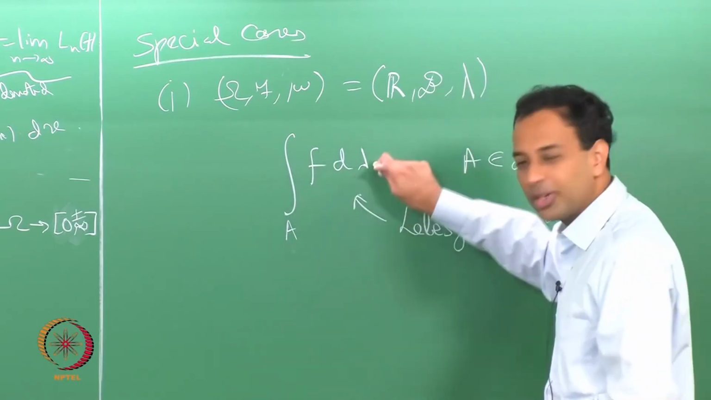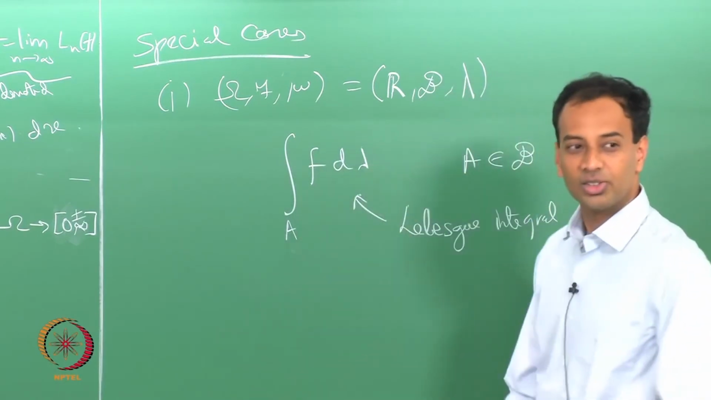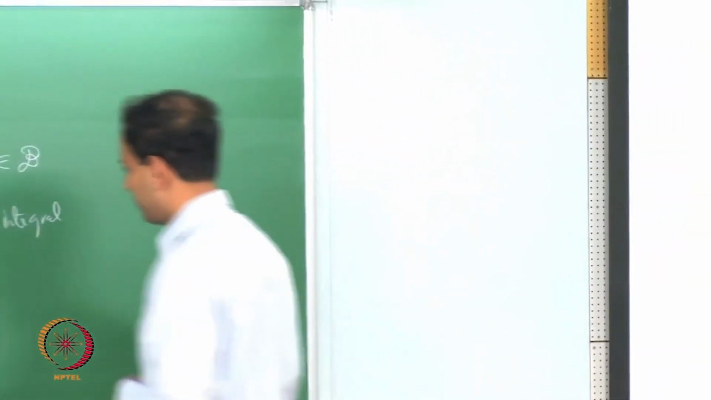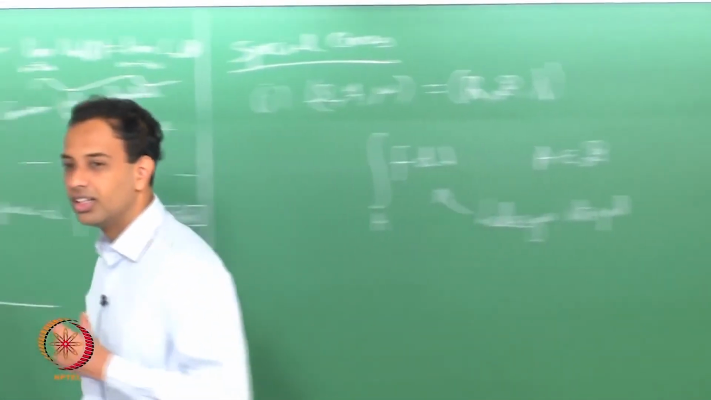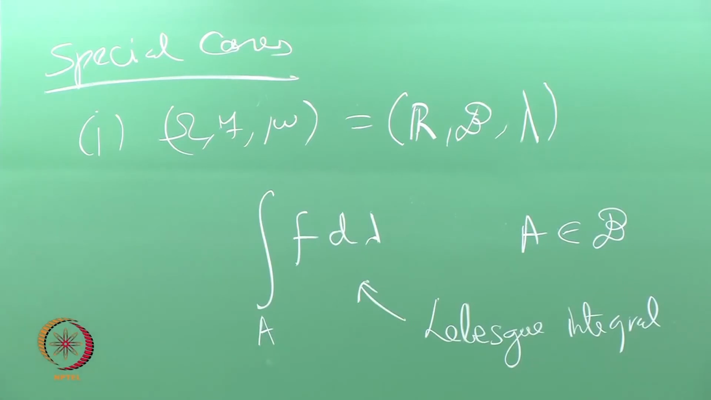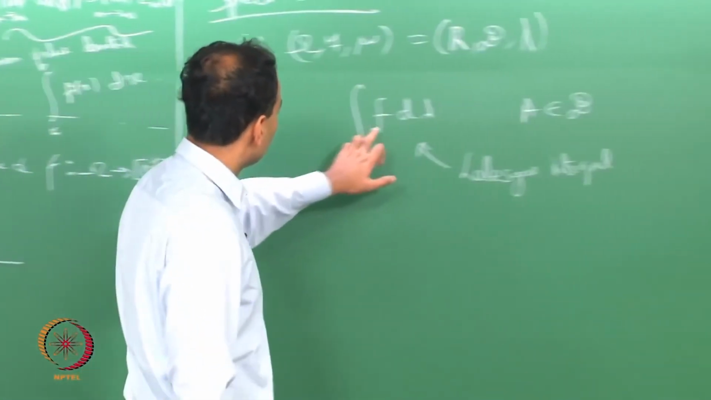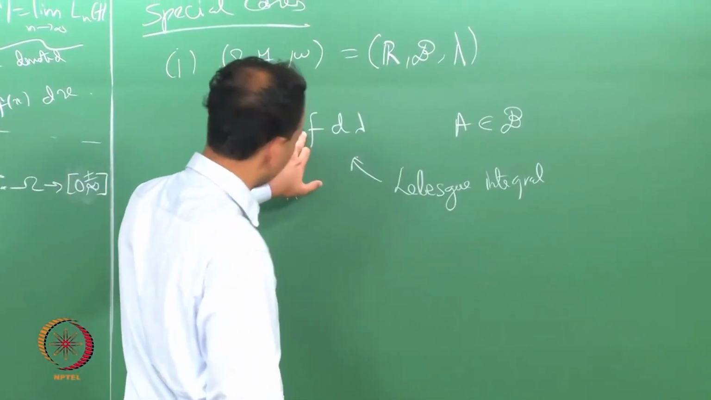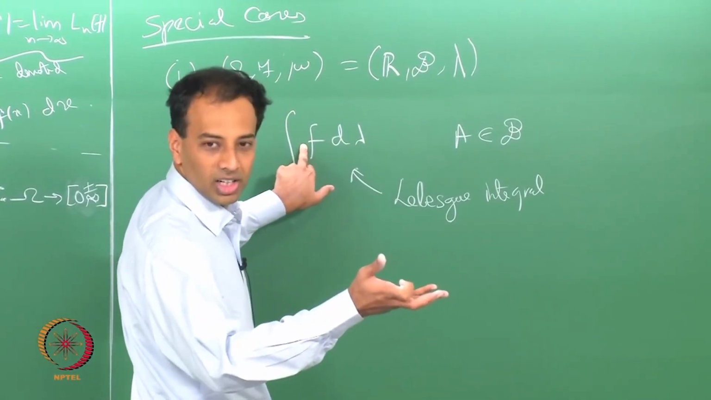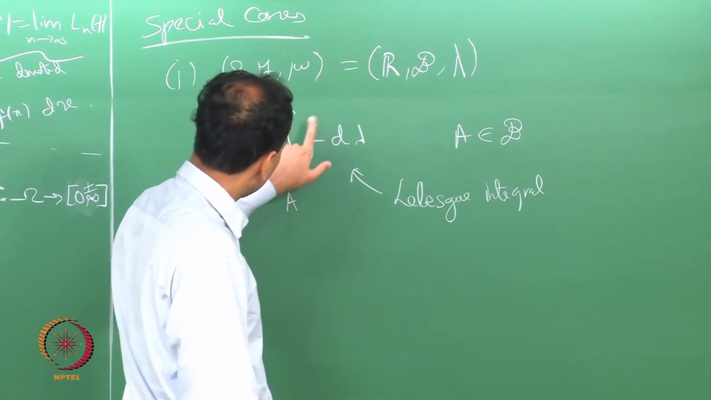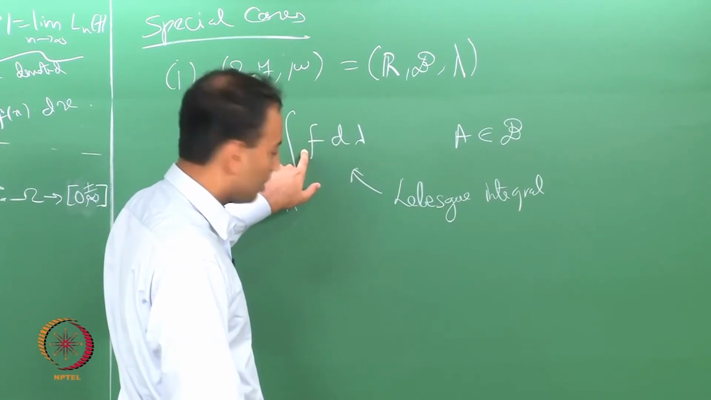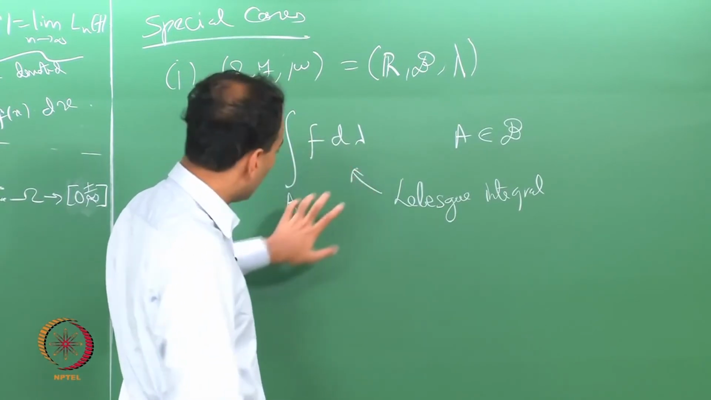So, it is an integral with respect to the Lebesgue measure, therefore the integral is known as the Lebesgue integral. This Lebesgue integral naturally generalizes the Riemann integral. So, this is like saying I am going to integrate f, which is after all a function from R to R, right. So, you are integrating a function with respect to the Lebesgue measure over any Borel set.